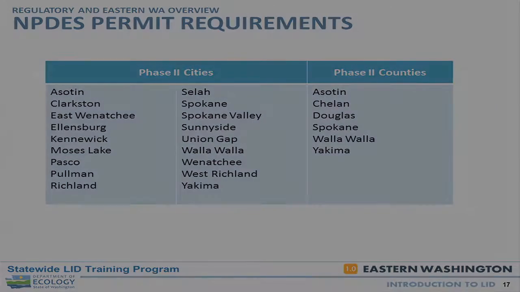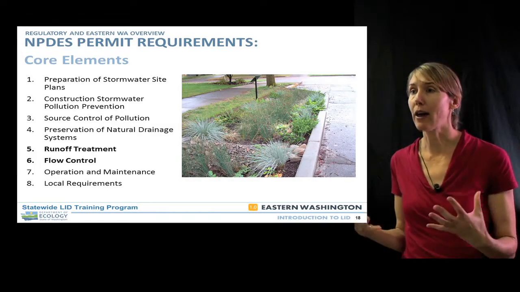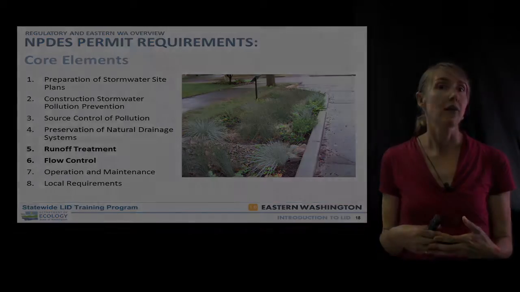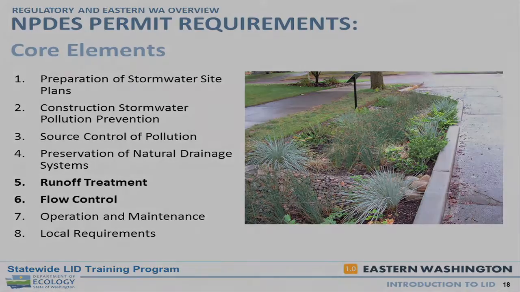and native soils. So there are 8 core elements, and the definition of what a core element is, it's a fundamental required component of stormwater design. And so there are 8 listed here. The 2 that we will be focusing on are core element number 5, which is runoff treatment, and core element number 6, which is flow control.